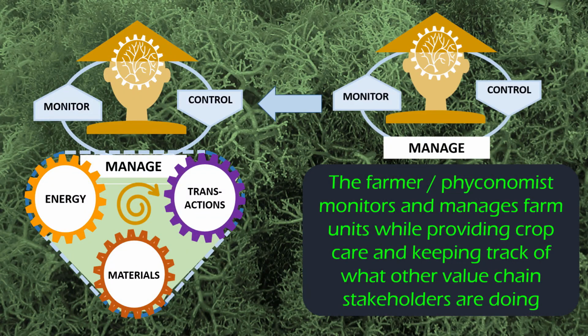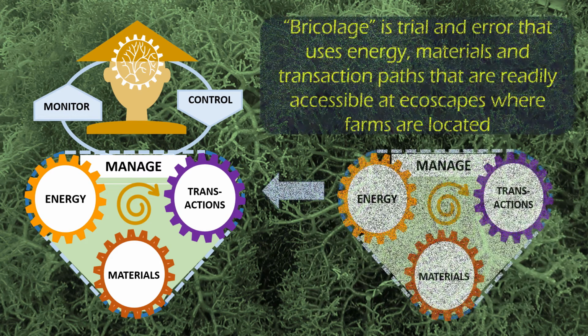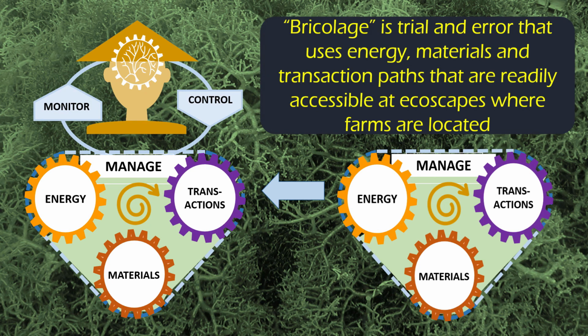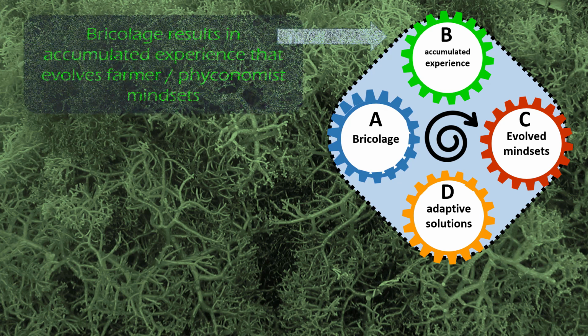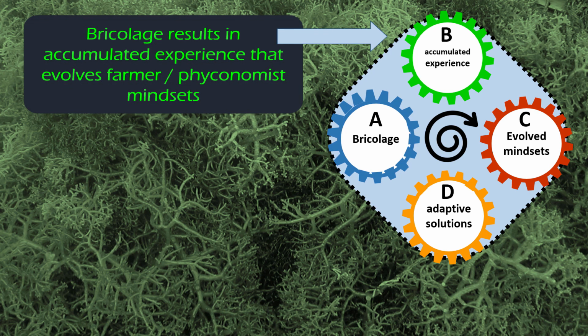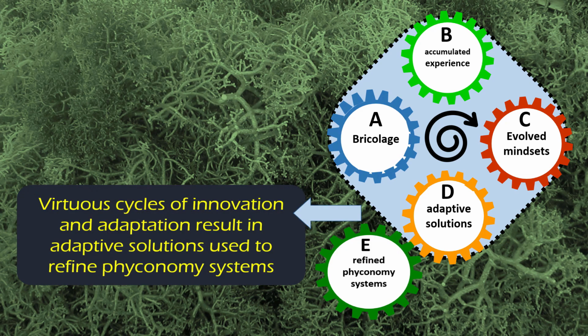The farmer phyconomist monitors and manages farm units while providing crop care and keeping track of what other value chain stakeholders are doing. Bricolage is trial and error that uses energy, materials, and transaction paths that are readily accessible at ecoscapes where farms are located. Bricolage results in accumulated experience that evolves farmer phyconomist mindsets. And virtuous cycles of innovation and adaptation result in adaptive solutions used to refine phyconomy systems.